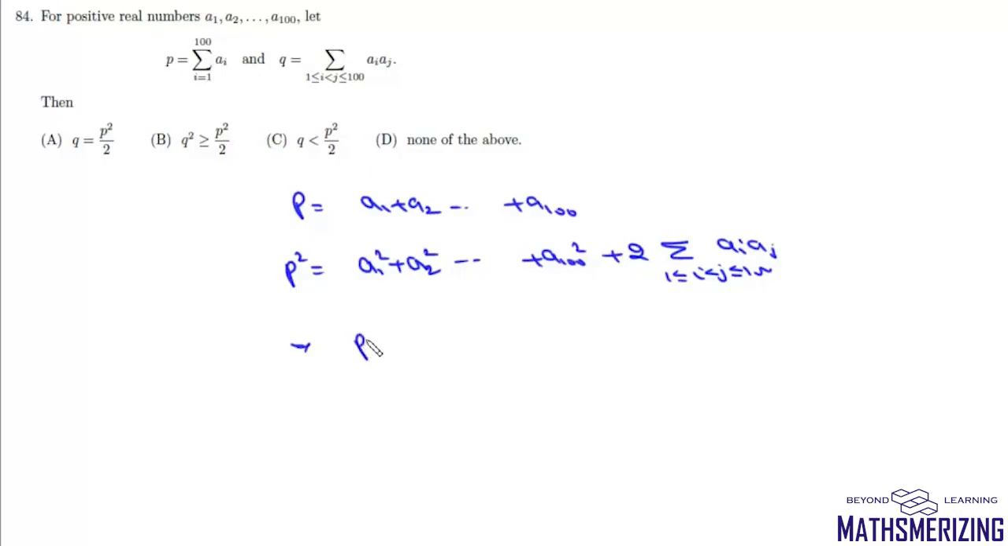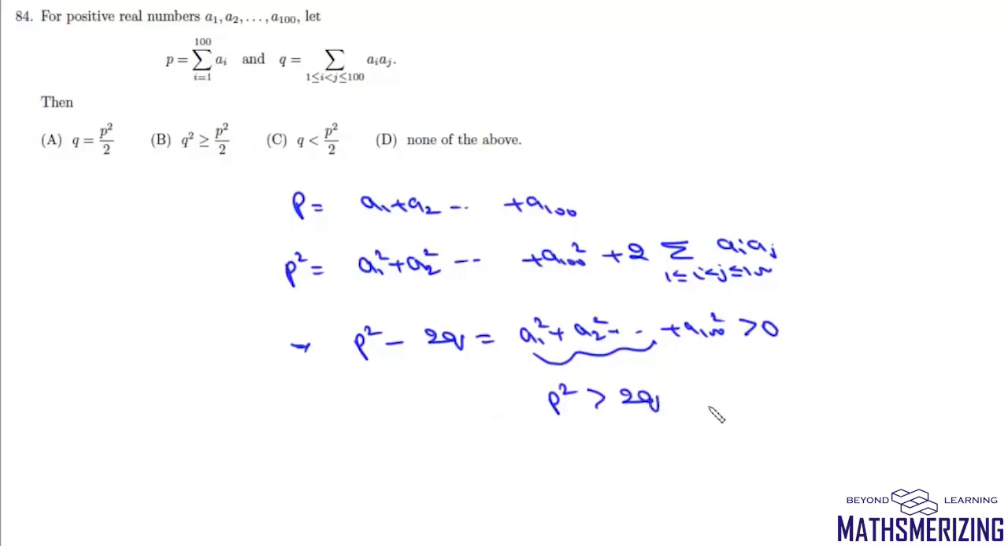So from here we can say P square minus 2Q is equal to A1 square plus A2 square plus up to A100 square. Now we know that a sum of squares is always greater than 0. So from here we can say P square is greater than 2Q, that is the value of Q is less than P square upon 2 and that's your option number C.